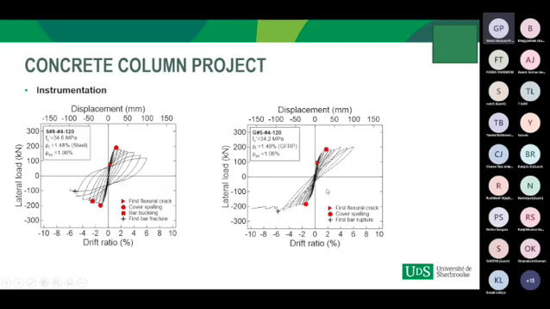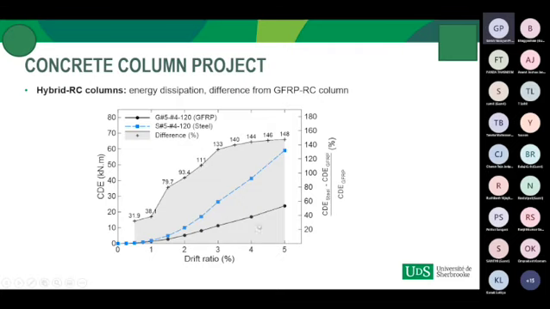Whereas in the case of the GFRP reinforced concrete column, the inelastic behavior was only induced by the concrete damage, and the descending part of the lateral load displacement curve approaches zero, which reduces the area under the lateral load drift ratio curve. Therefore, the GFRP reinforced concrete column experienced lower cumulative dissipated energy than the corresponding hybrid reinforced concrete column.